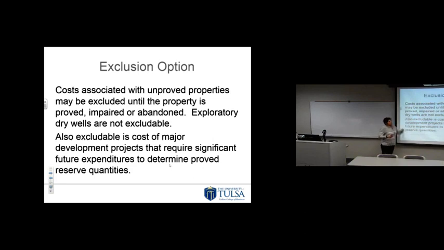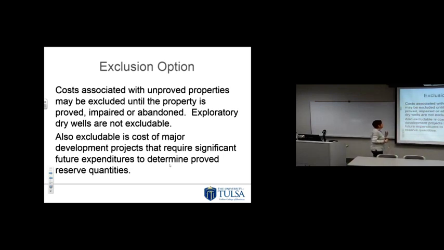The $10,000 that we've impaired could not be excluded. The $90,000 that's not impaired could be excluded. Exploratory dry wells: if we've already drilled some dry wells, even though we haven't abandoned the field, we're still looking, but we had some exploratory dry holes, they're not excludable because we know that we're not going to get reserves from those wells. So if we have exploratory dry holes on fields that are unproved, but we haven't given up on the field, those well costs are not excludable because those wells are not going to give us reserves.